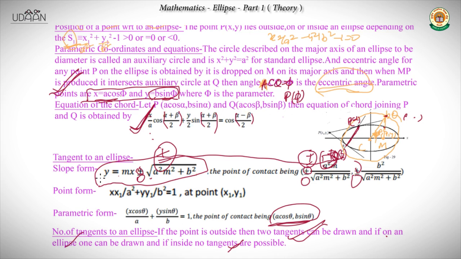So we can say that the maximum possible number of values of m is 2. So the real values can be 2, 1 or 0. Depending on that condition, when we derive, we get that for two tangents to exist, the point should be outside, for one tangent the point should be on the ellipse, and for no tangent the point should be inside the ellipse. So here we conclude the theory part 1 of the ellipse.